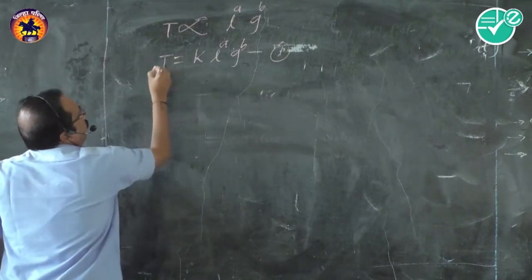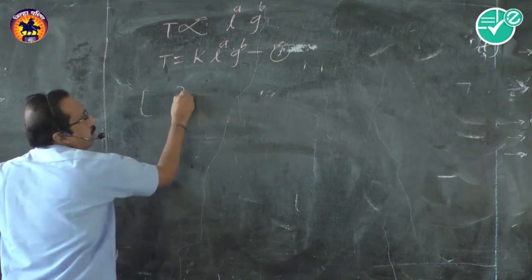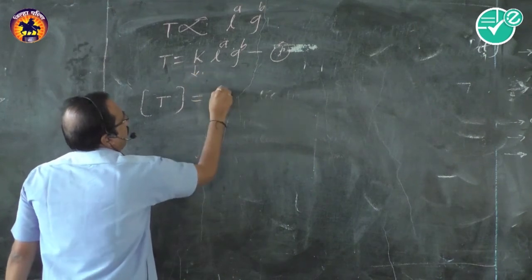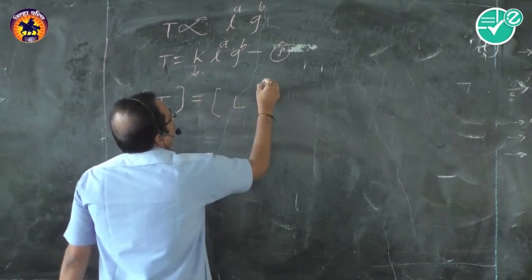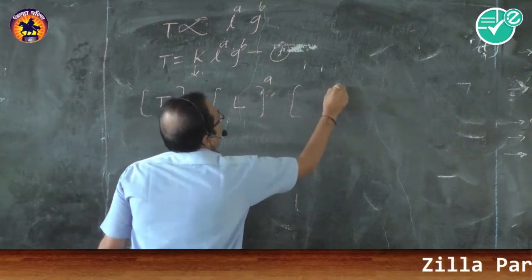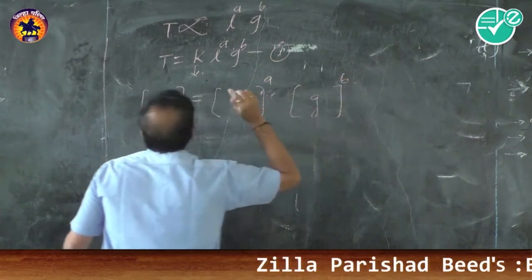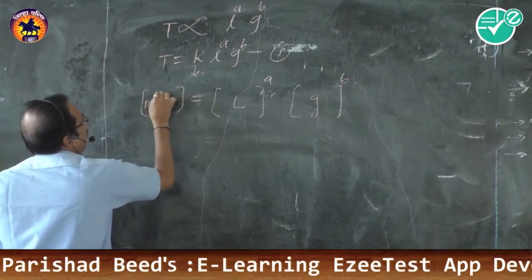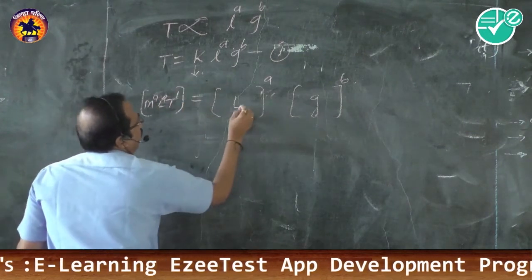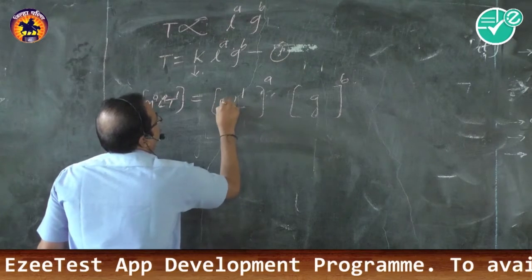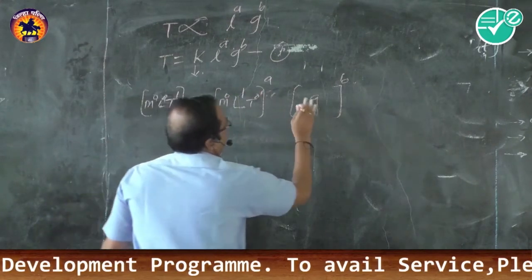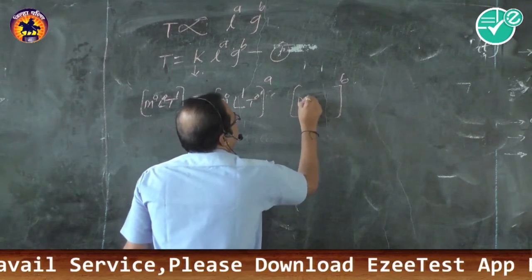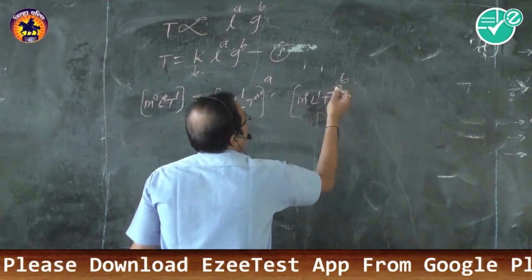Look at the board. Let us find the dimensions. Dimensions of time is equal to, the constant is a dimensionless quantity, dimensions of length raised to a into dimensions of acceleration due to gravity raised to b. So what are the dimensions of time? M0, L0 and T1. What are the dimensions of length? L1, remaining raised to 0. What are the dimensions of acceleration due to gravity? It is simply acceleration: M0, L1 and T minus 2, isn't it?